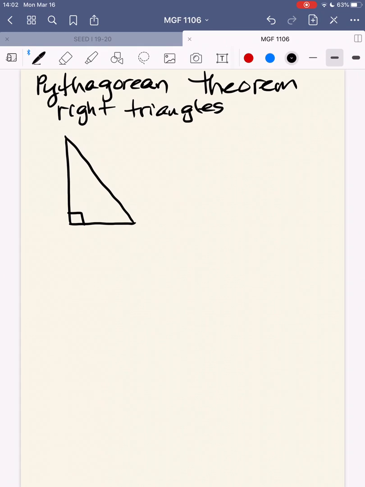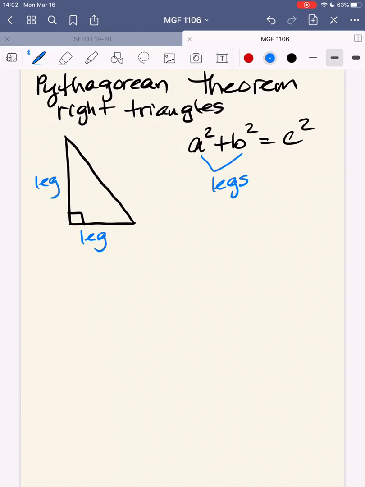Some of you may already know it. Some of you may have seen it and forgotten about it. It is a squared plus b squared is equal to c squared. A and B represent your legs, and it doesn't matter who's who, but your legs are the sides right next to your 90-degree angle. Your c squared is something called a hypotenuse, which will always be your longest side.